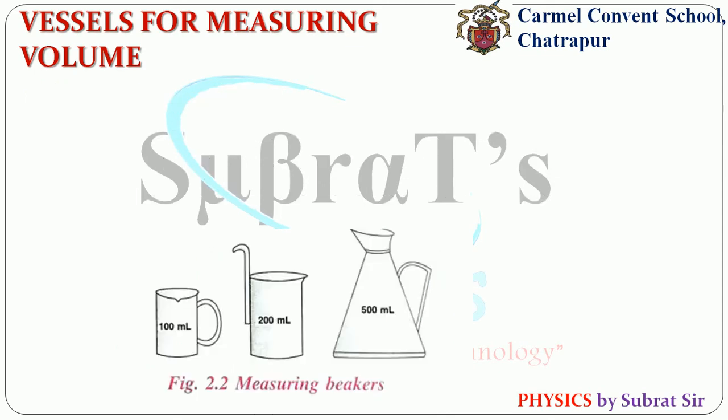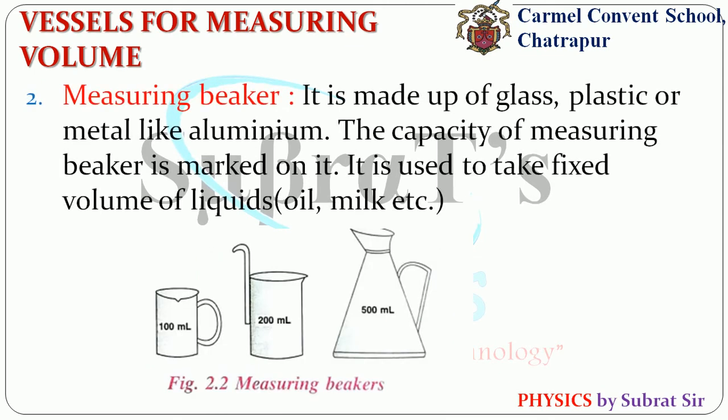Okay, then the next one is the measuring beaker. A measuring beaker is made up of glass, plastic, or metal like aluminum also, and the capacity of the measuring beaker is marked on it. It does not have any 0 mark at the bottom, because if you completely fill the beaker, it will give you the written amount of liquid inside the beaker. So it is used to take a fixed volume of liquid, like we can measure oil and milk by using measuring beakers.